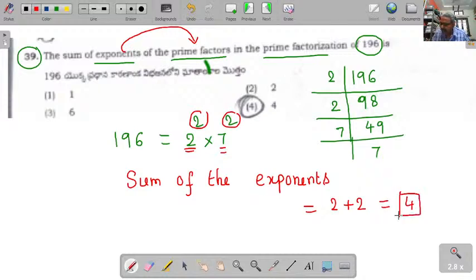Is it clear? I hope it's very clear to you. Yes. So the fourth option is the right option. Yes, the answer is 4. Absolutely correct. I hope it's very clear to you. Am I audible? Yes or no?